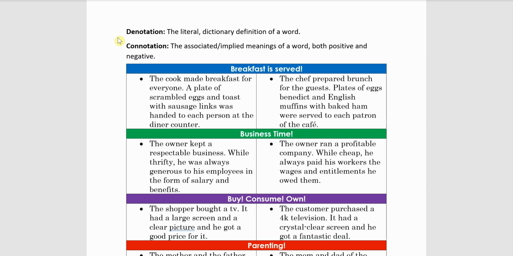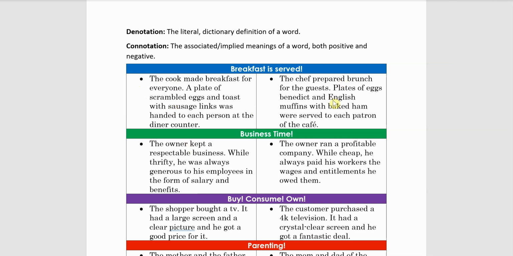On the left side, I've given you a situation, and on the right side, I've given you the same situation with different wording. And you'll see the differences here. So let's look at this first one under breakfast is served. The cook made breakfast for everyone. A plate of scrambled eggs and toast with sausage links was handed to each person at the diner counter.